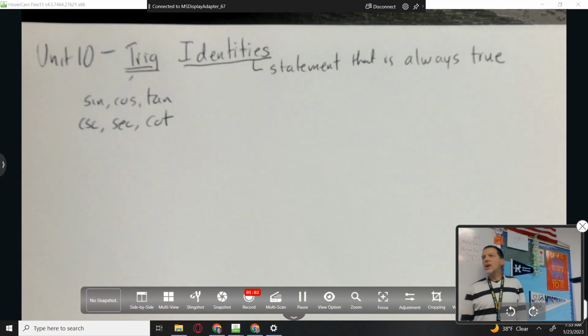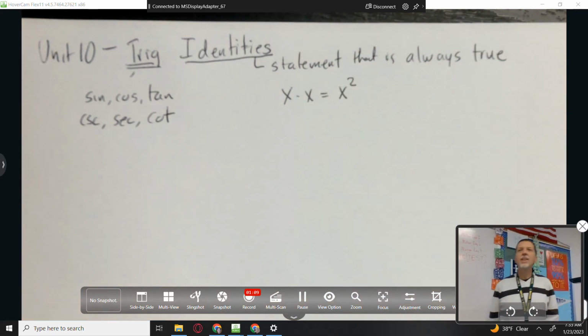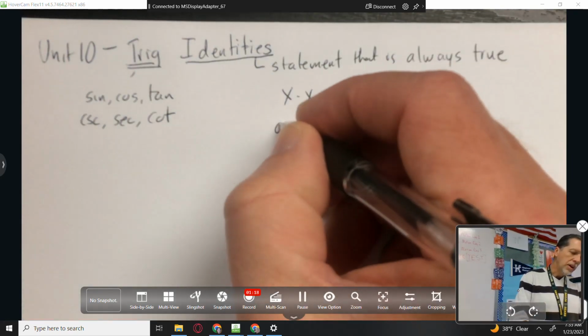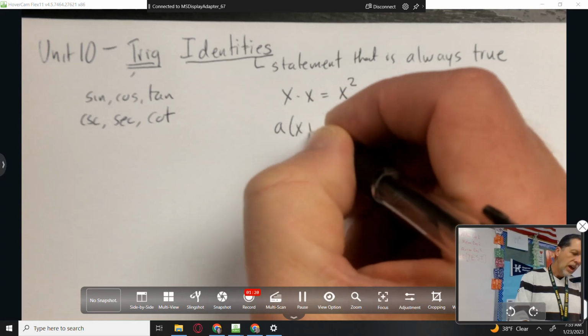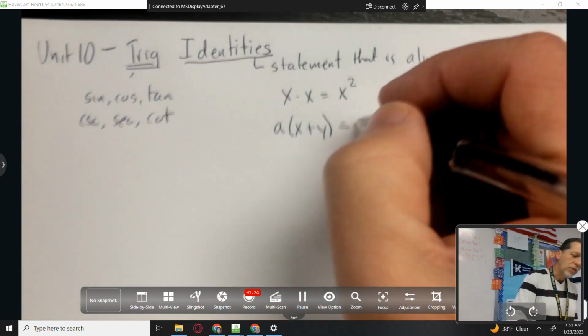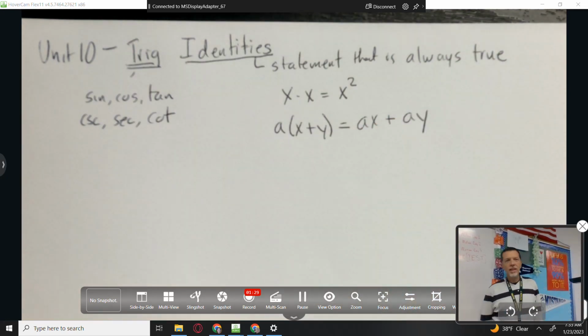So it looks like an equation, but it's not an equation, and by that I mean like x times x equals x squared. Like, well, yeah, I know that. That doesn't really help me solve anything, but it's a true statement. Maybe a better one would be a times x plus y. This would be the distributive property, right? Ax plus ay. That's always true. It doesn't help me solve anything, but that statement's always true.